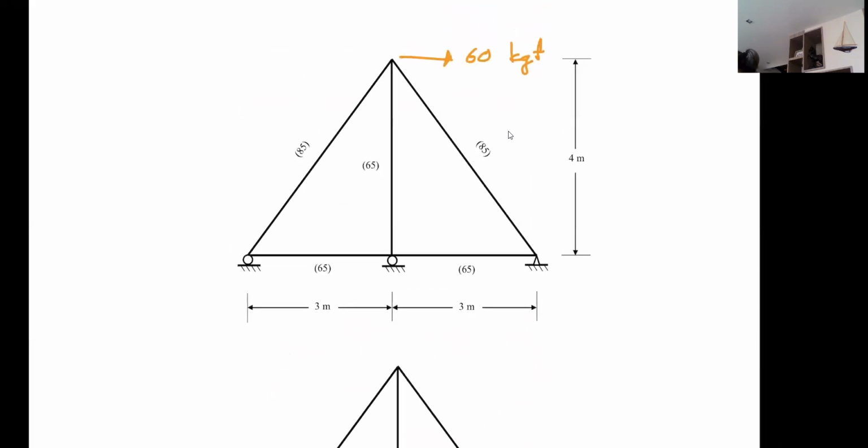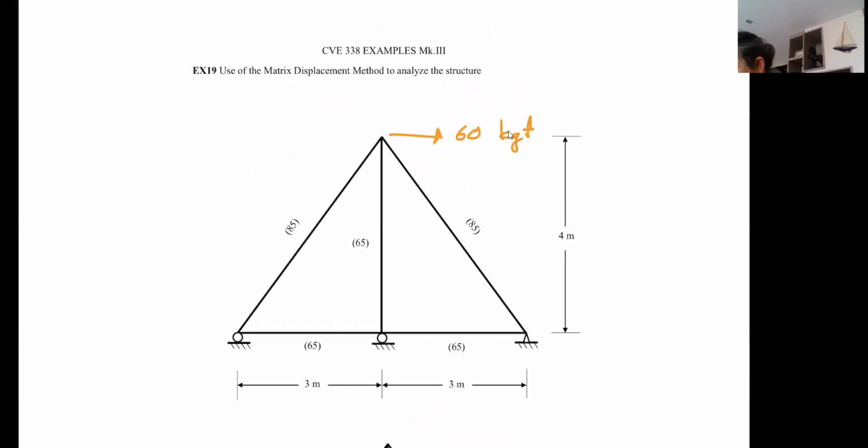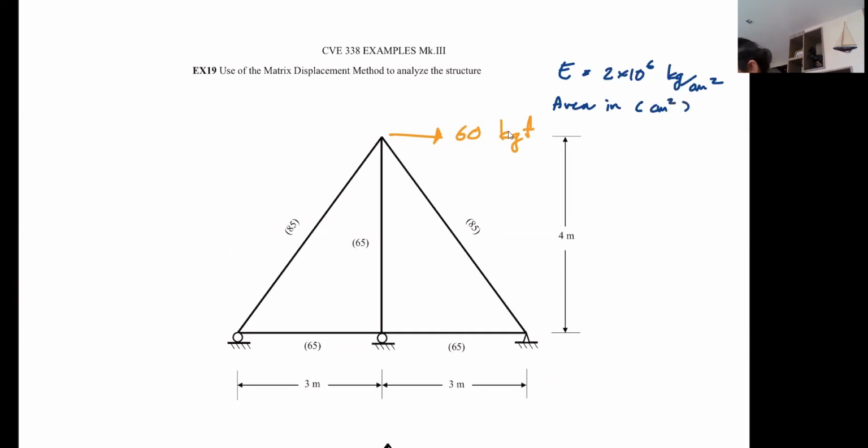E is, this is steel, so it's going to be 2 million kilogram per square centimeter. And area is in the parentheses, in square centimeter. Okay, that's all we have.